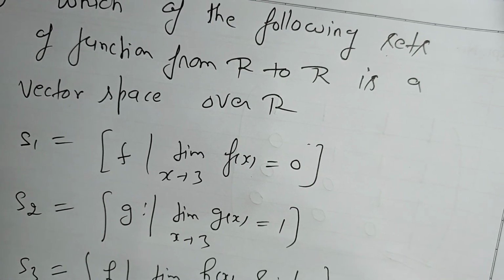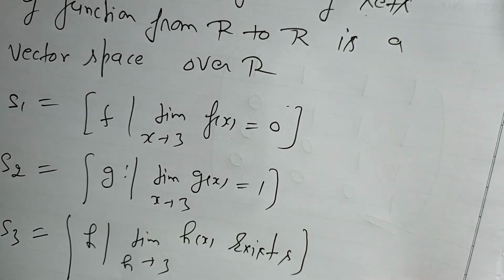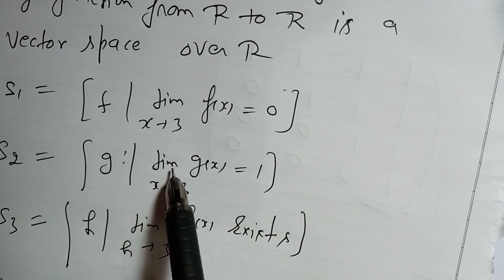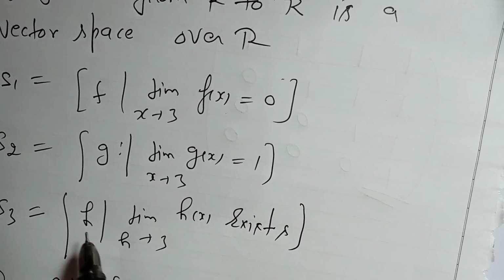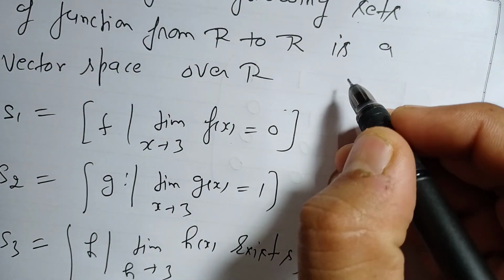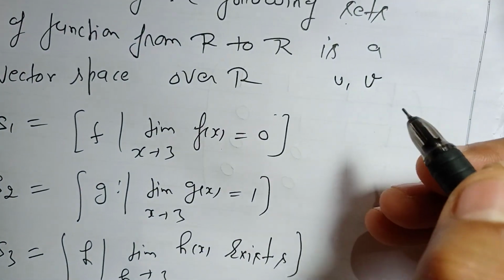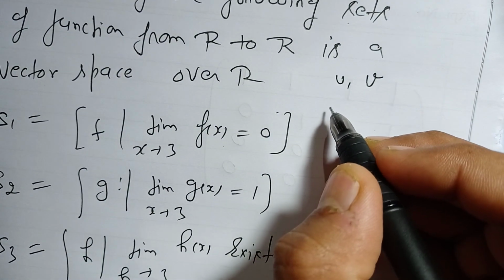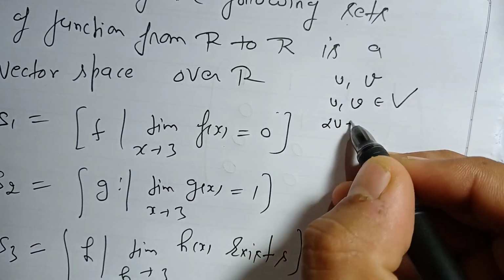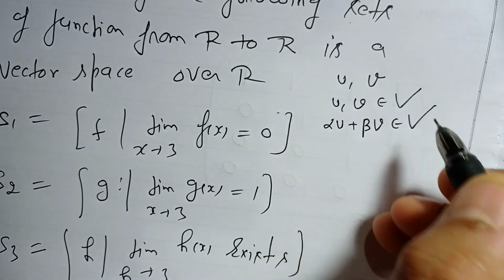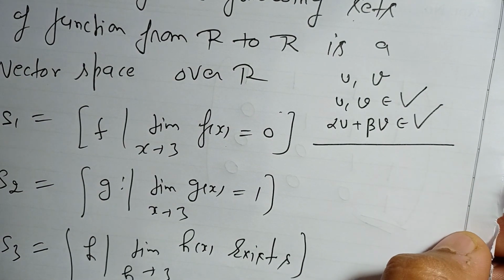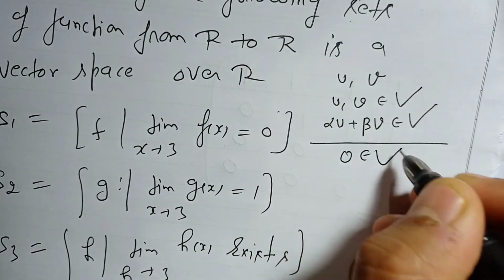First, S1 is the collection of all f such that the limit as x tends to 3 of f(x) equals 0. S2 is the collection of all g such that the limit as x tends to 3 of g(x) equals 1. S3 is the collection of all h such that the limit of h(x) exists. For a vector space, if you take u and v, two elements from the vector space V, and alpha, beta are scalars, then alpha u plus beta v should also belong to V. Apart from this, the zero vector belongs to V.